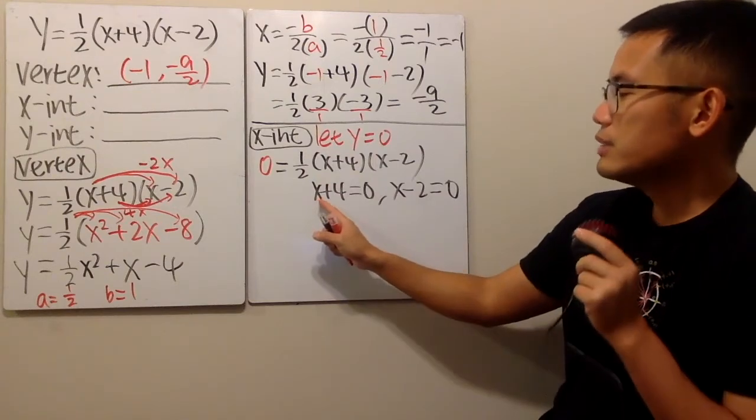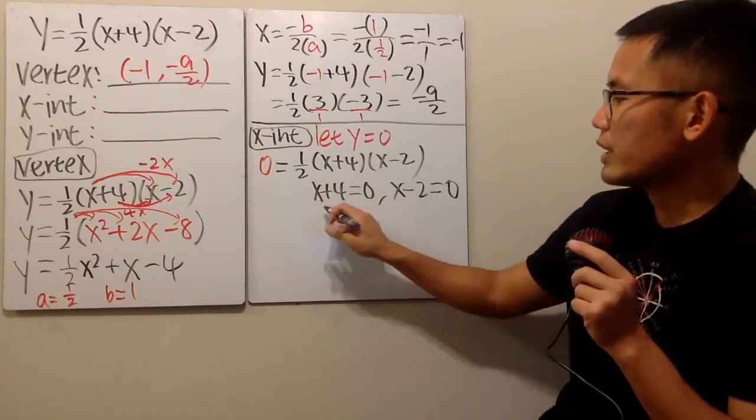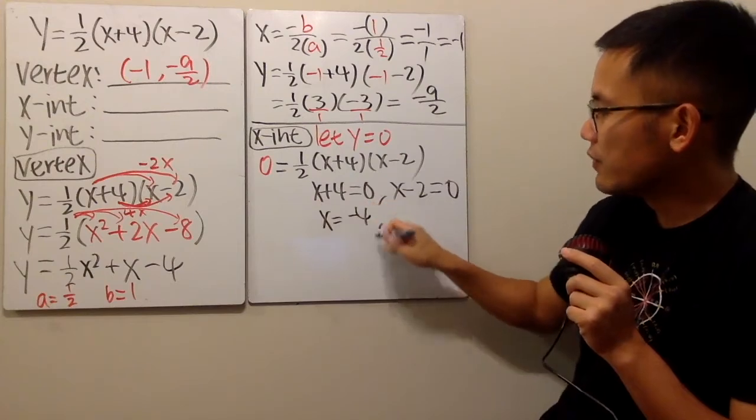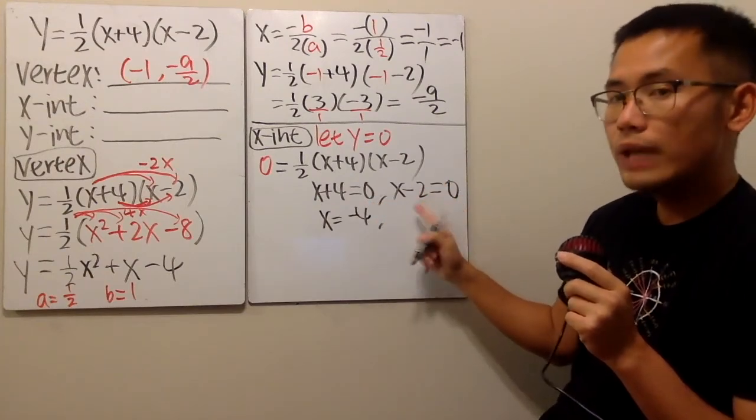All right, for this, you can just subtract 4 on both sides, so we get x is equal to negative 4. For this one, we add 2 on both sides.